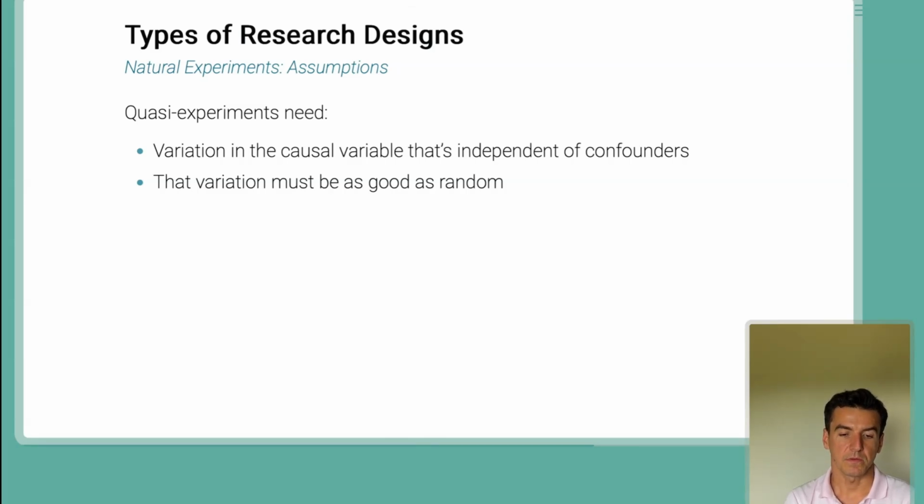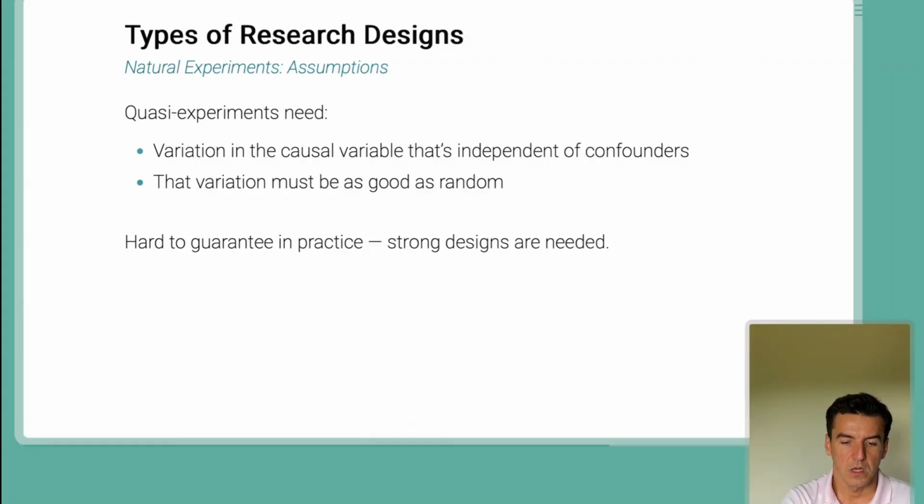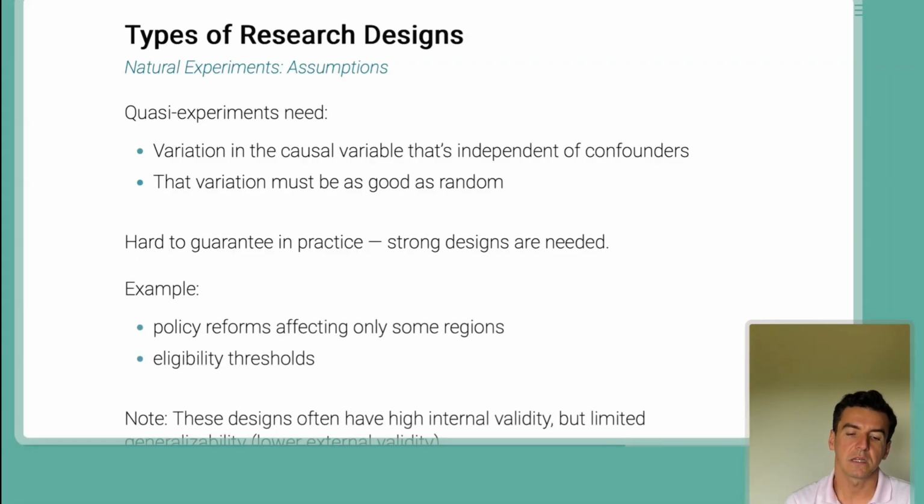For example, the fact that variation in the causal variable is independent of confounders, and this variation must be as good as random. So the key word here is random, exactly the way we had randomization in the context of experiments. The challenge, however, is that it's very hard to demonstrate, or it's very hard to guarantee, that the way people were assigned to treatment versus control was random, right?